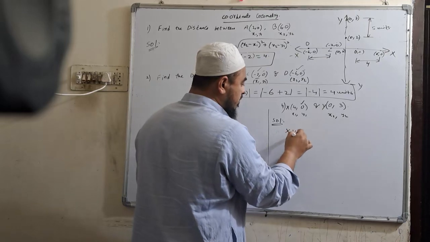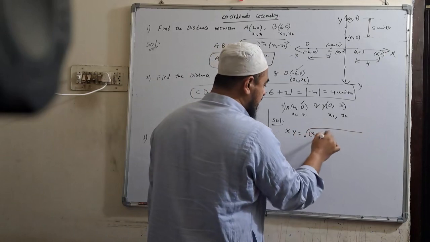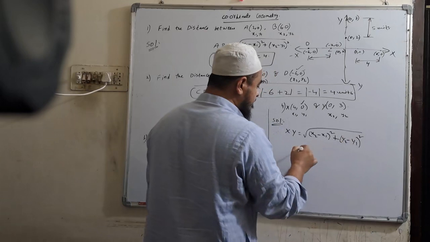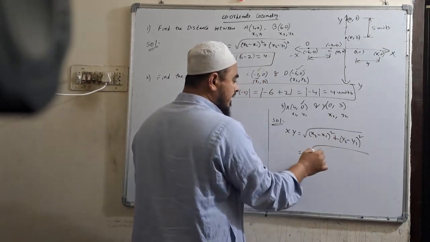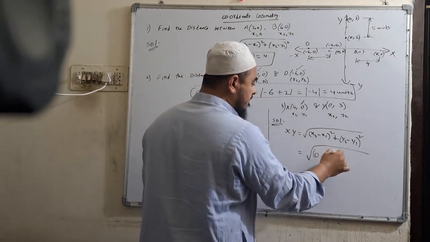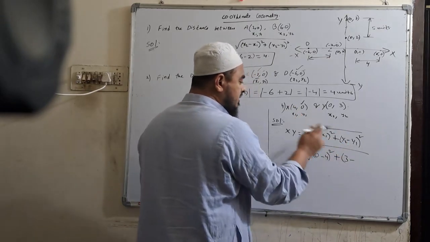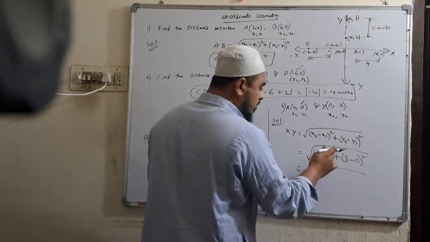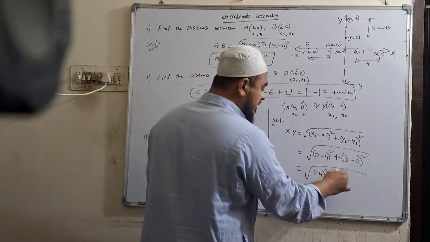So we can take the distance between X and Y, XY, is equal to square root of x2 minus x1 square plus y2 minus y1 square. So here we get, what is x2 here? We have 0 minus x1, which is nothing but 4. 0 minus 4 whole square plus y2, which is 3, minus y1, which is 0. So 3 minus 0 square. Now if you observe here, 0 minus 4 square is nothing but minus 4 square, plus 3 square.